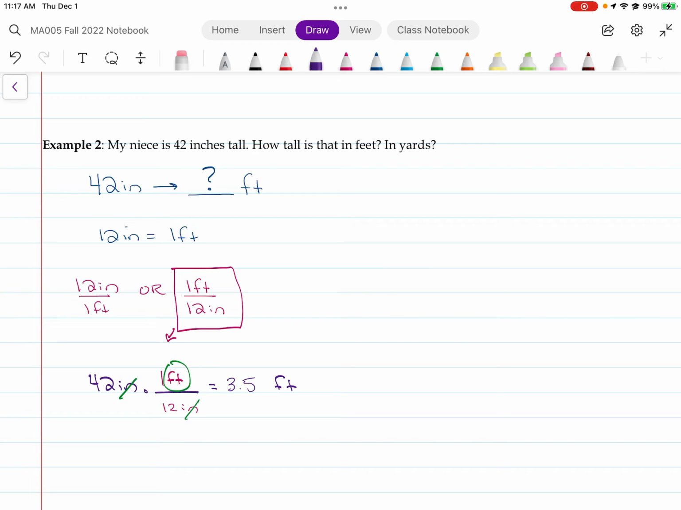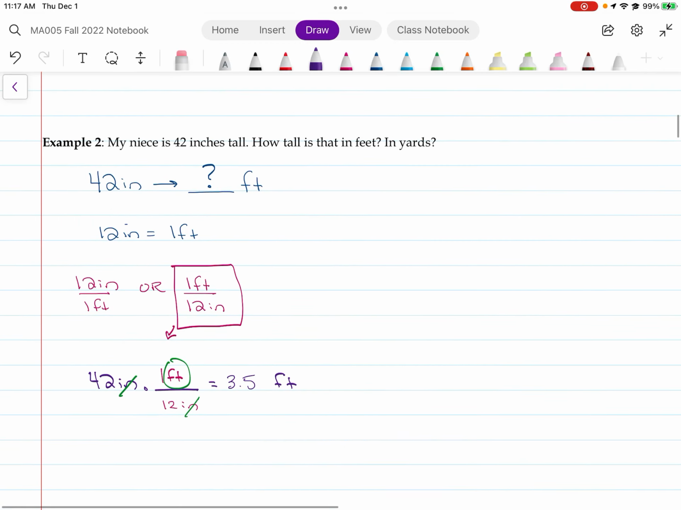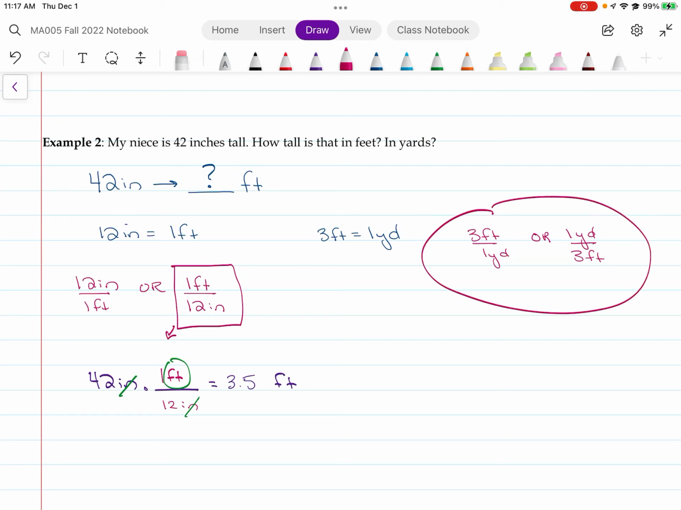Now we're supposed to convert that to yards. I'm going to do this the other way. This time I'm going to say, well, there are 3 feet in 1 yard, right? So we've got 2 conversion factors here. I'm running out of room, so I'm going to write over here to the right. I've got 3 feet per 1 yard, or 1 yard per 3 feet. Now you may get to a point where you don't have to write this down, and you can work directly from here and decide which one goes on top and which one goes on the bottom.